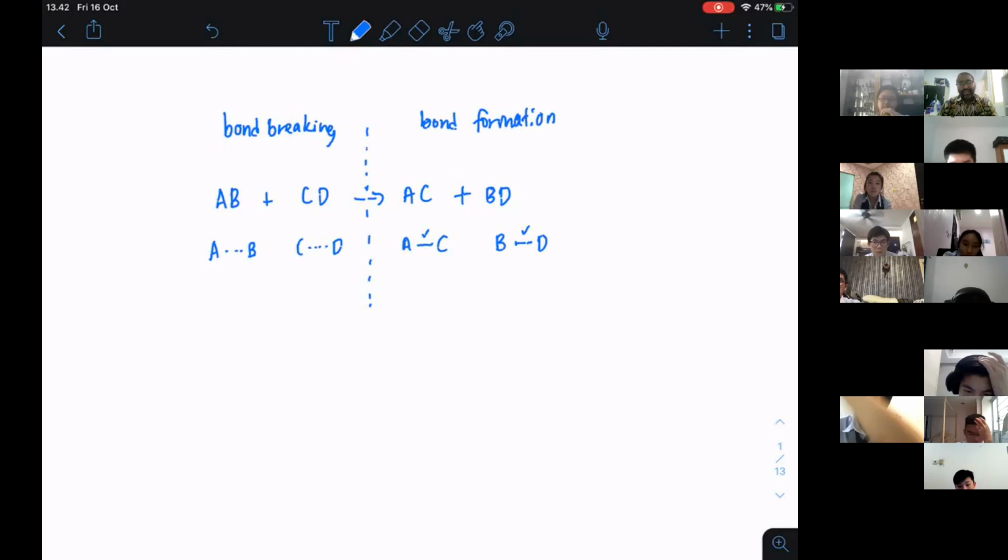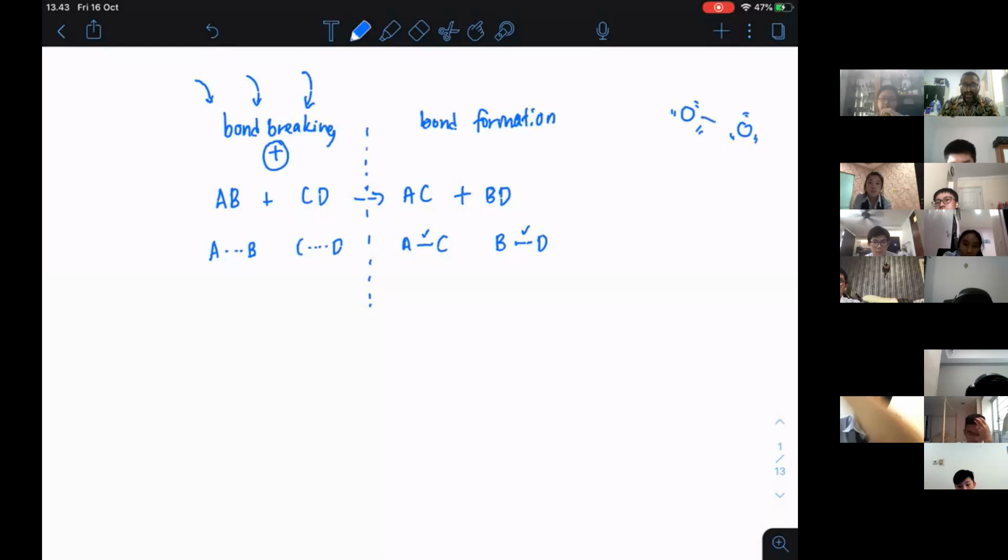You need energy to break bonds. Therefore, you need the energy from the surroundings, energy coming in. So, bond breaking is always endothermic, it's always positive. And for bond formation, when you form bonds, the particles are moving around, they have kinetic energy, and then you want to make them sit in one place.